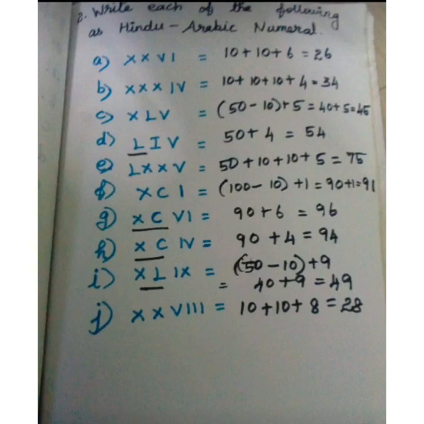40 plus 9, 49. See the next problem. X, X, V, I, I, I. X represents 10, so 10 plus 10, 20, plus V represents 5, 5 plus 1 plus 1 plus 1, 8. So 20 plus 8, 28. Have you understood, children?